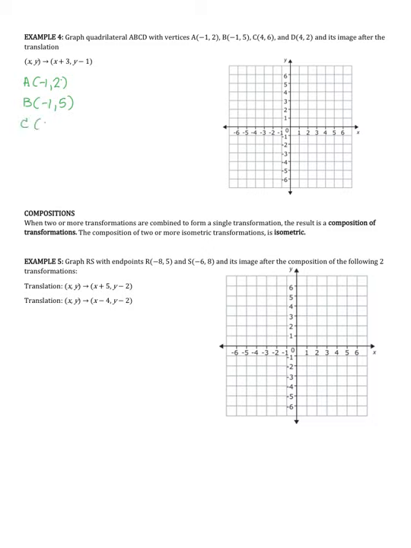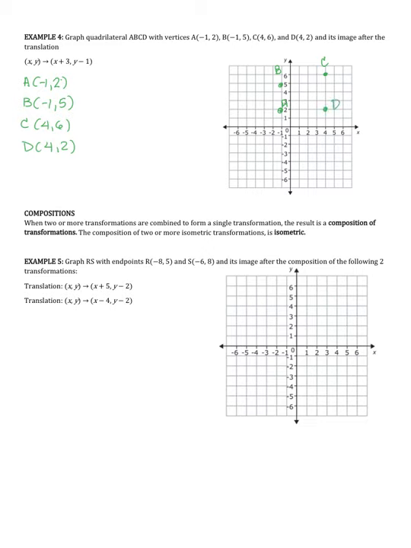C is going to be at 4, 6, and D is going to be at 4, 2. So let's first put our pre-image on the graph. At -1, 2, here's A. Always label your points. -1, 5, that's going to be my B. C is going to be at 4, 6. There's C, and at 4, 2 is going to be D.